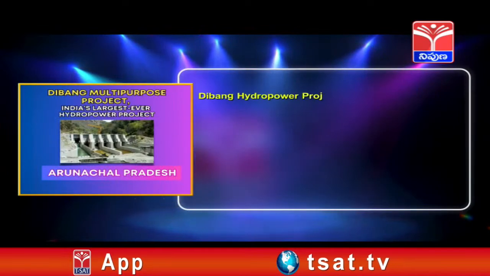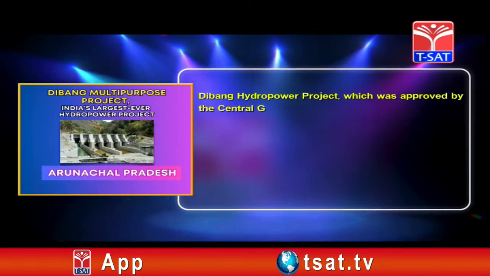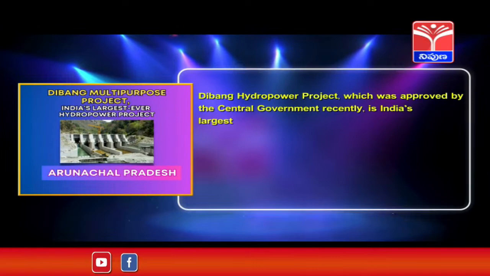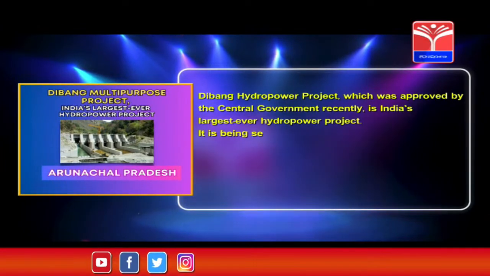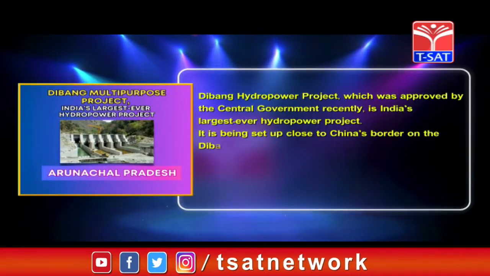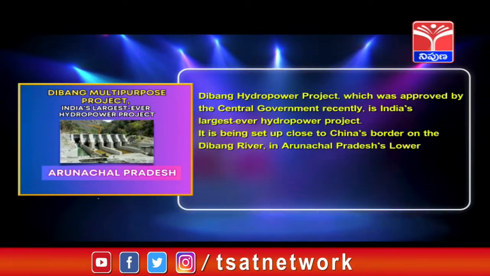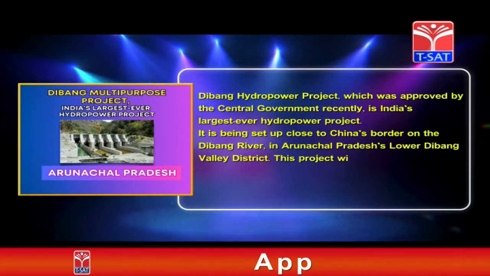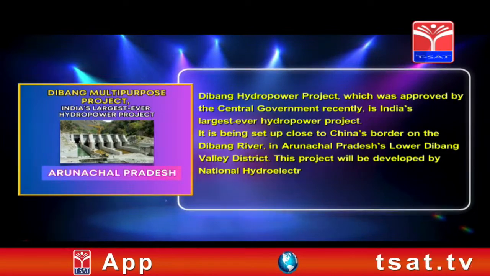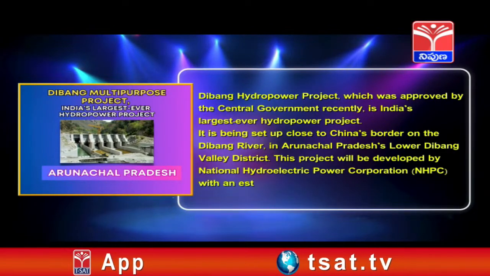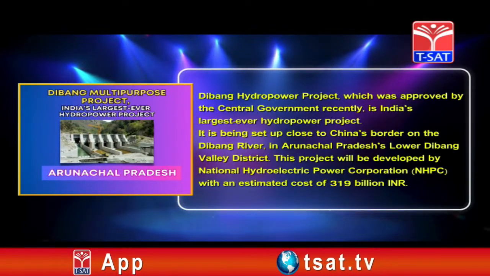Dibang hydropower project, which was approved by the central government recently, is India's largest ever hydropower project. It is being set up close to China's border on the Dibang River in Arunachal Pradesh's Lower Dibang Valley district. This project will be developed by National Hydroelectric Power Corporation with an estimated cost of 319 billion rupees.